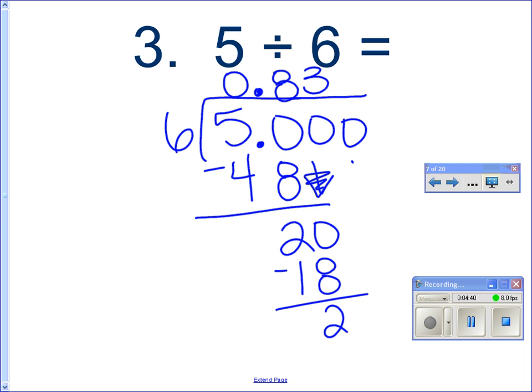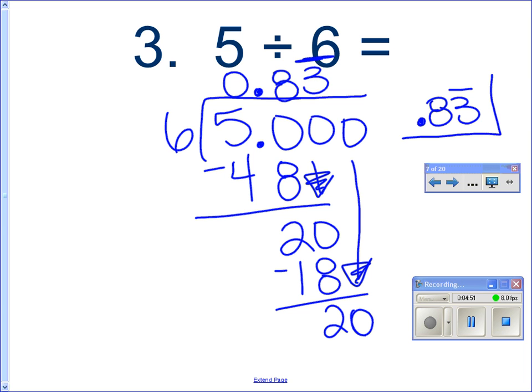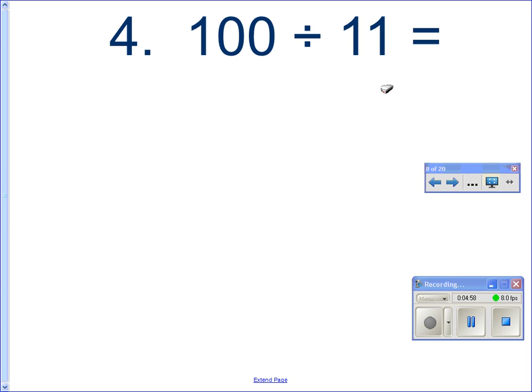Again, we notice that this is a repeating number now, and our answer is going to be 83/100 repeating. Make sure that the repeating bar is only over the 3 because that is the number that is repeating, not the 8. Okay? Try this one on your own.